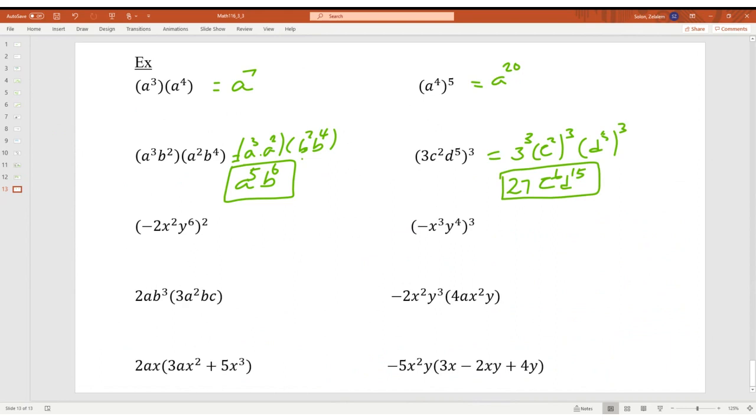Can you try number five and number six? Excellent, Norma. So what do you think is (negative 2x squared y to the power of 6) the whole squared, and (negative x cubed y to the power of 4) the whole to the power of 3?